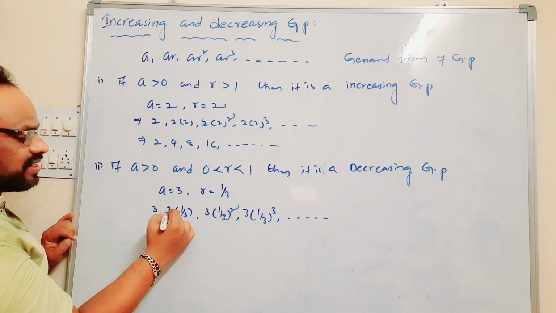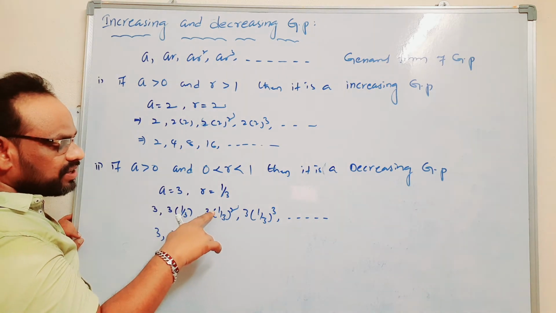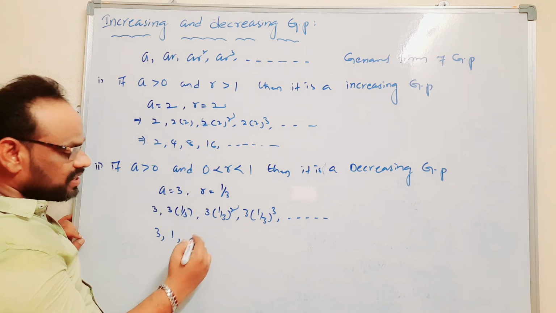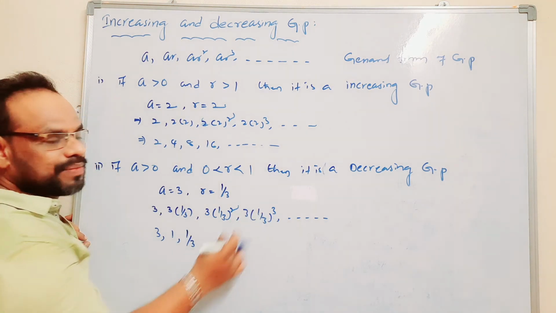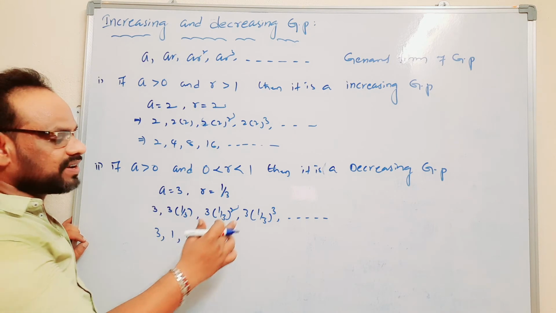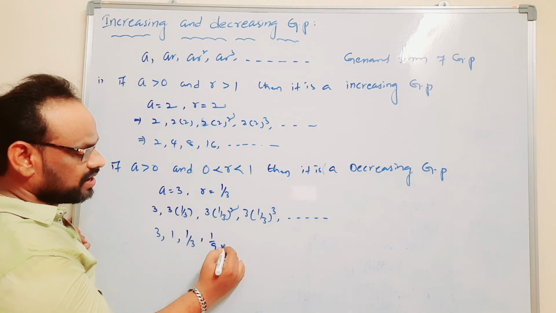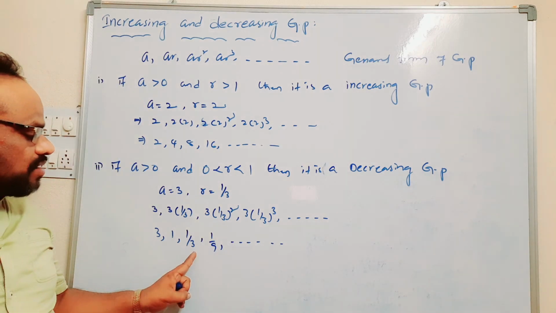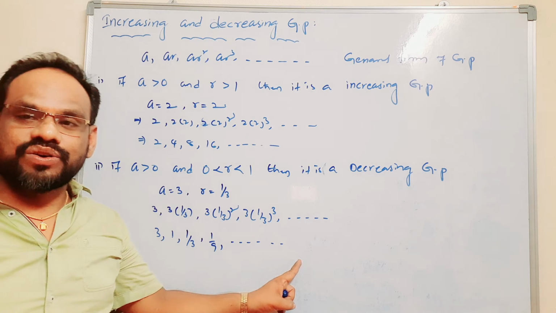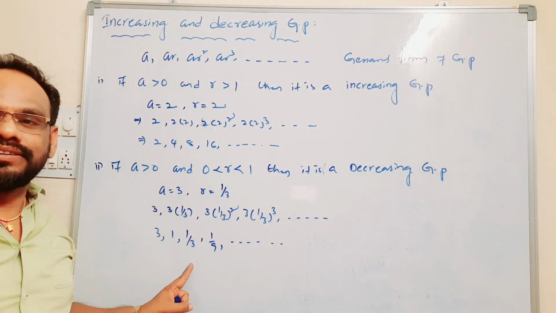3 into 1 by 3, the 3s get cancelled, so we get 1. Here 3 into 1 by 9, the 3s get cancelled, so it is 1 by 3. This is 3 cube, 3 threes are 9, 9 threes are 27, 3 by 27 is nothing but 1 by 9 and so on. Observe here 3, 1, 1 by 3, 1 by 9 and so on. Clearly it is a decreasing GP.